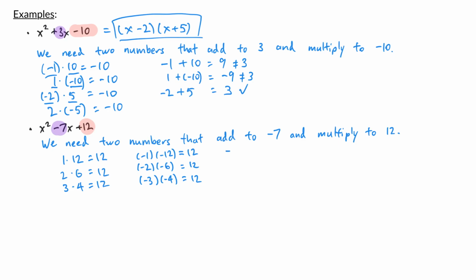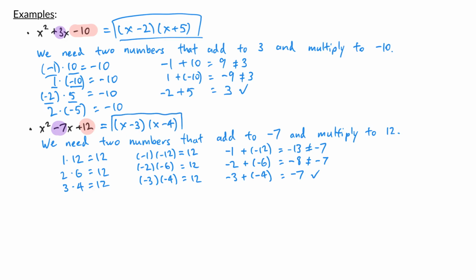The sum of the first pair, negative 1 plus negative 12, gives us negative 13. But that's not equal to negative 7, so that's not the correct pair. The second pair, negative 2 plus negative 6, gives us negative 8. Again, that's not negative 7. The last pair, negative 3 plus negative 4, that is negative 7. So that's the pair that we want. So I can write x squared minus 7x plus 12 as x plus negative 3, or x minus 3, times x plus negative 4, or x minus 4. So that is the factorization for x squared minus 7x plus 12.